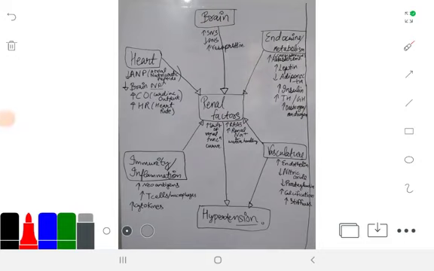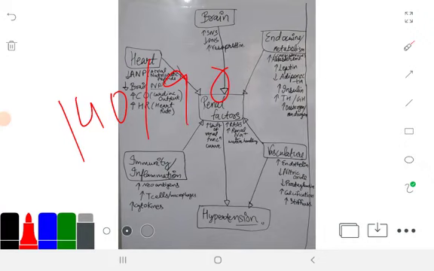Today we will learn about hypertension. Hypertension is a condition in which the force of blood against the artery wall is too high. Hypertension is also known as high blood pressure. Usually hypertension is defined as blood pressure above 140/90, which is the systolic and diastolic blood pressure.